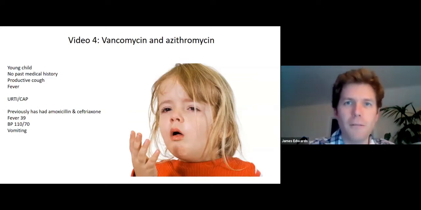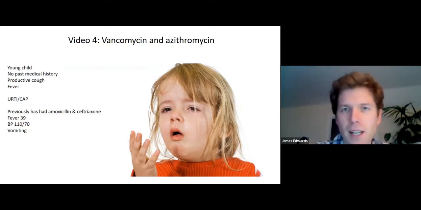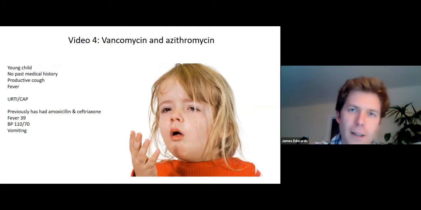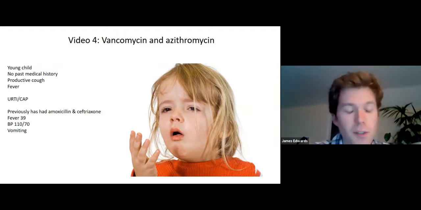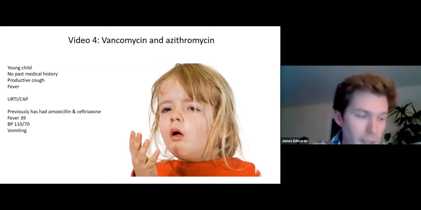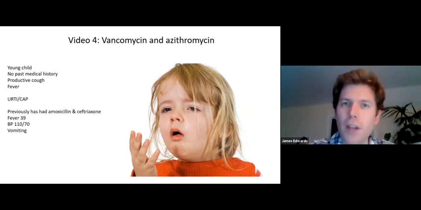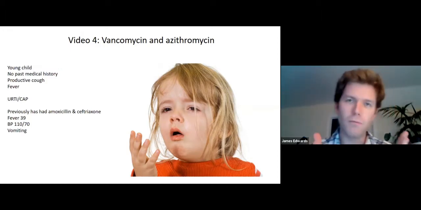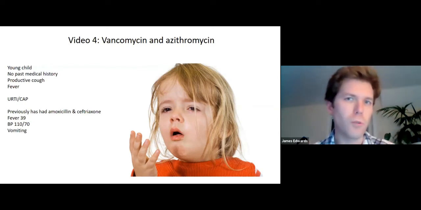This one's a focused look at vancomycin and azithromycin. These are two antibiotics which we're going to consider together, and they're not chemically related. Despite what the names are, and despite the fact they end in mycin, you might be tempted to think they're similar, but they're not. They're quite different, but we're going to consider them together because they allow you to target focus groups of bacteria.